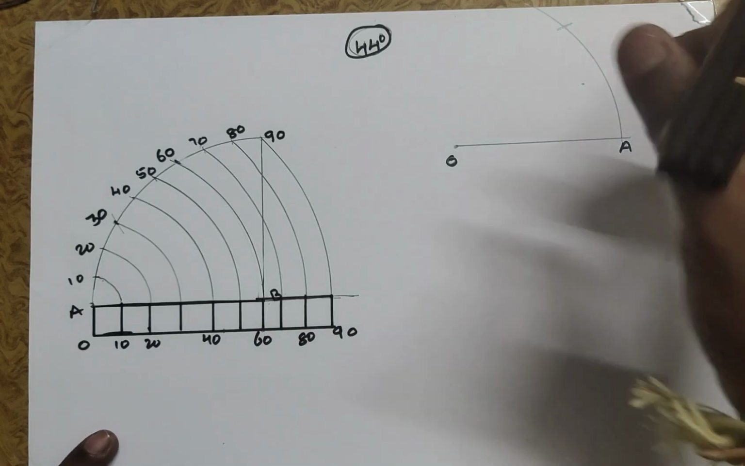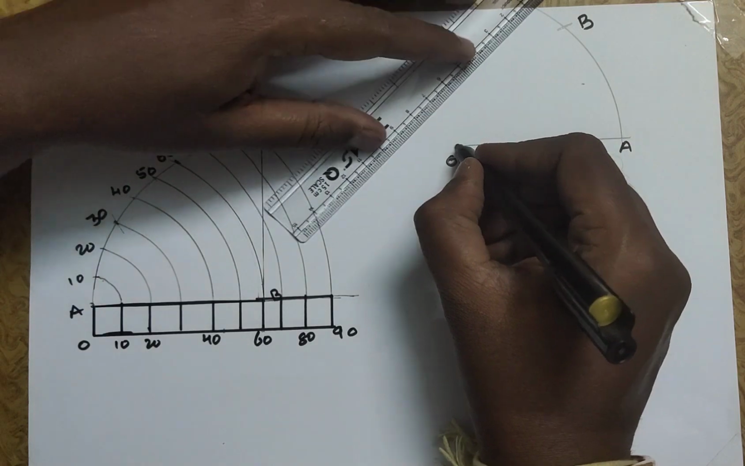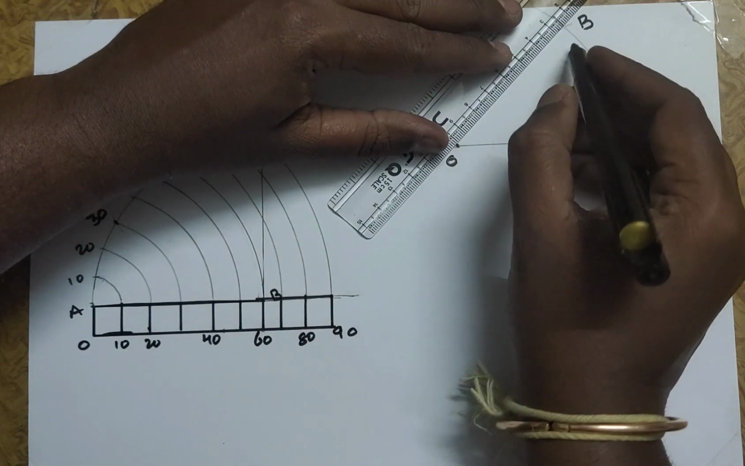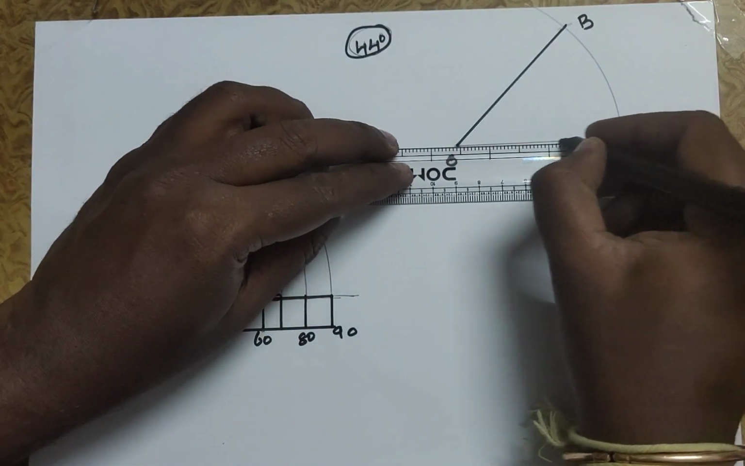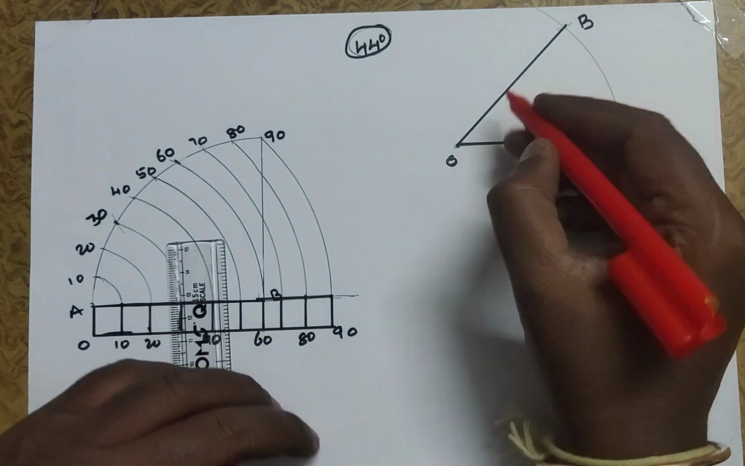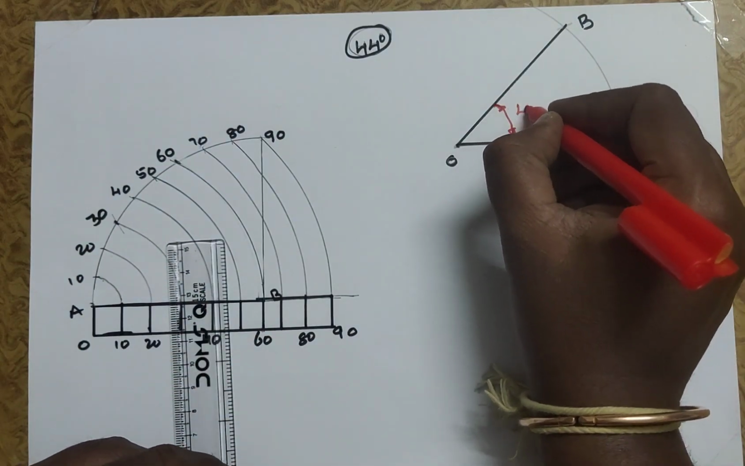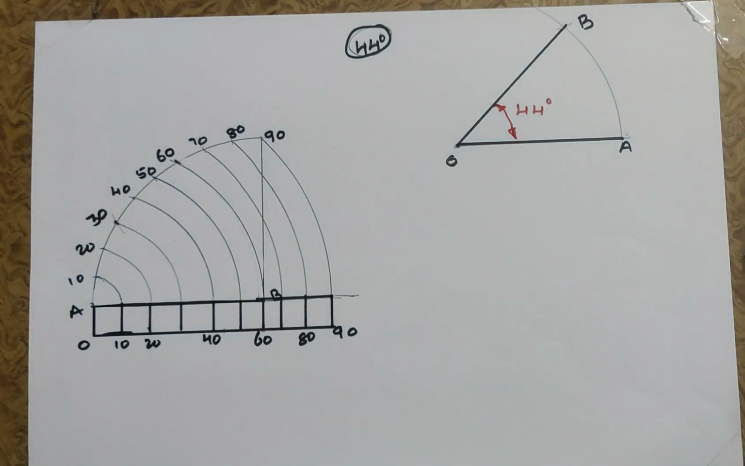arc, and assume the point as B. Now if we join OB, this is the angle that we required. This becomes the angle that we required, which is 44 degrees. So once an acute angle is given, we are going to do it like this.